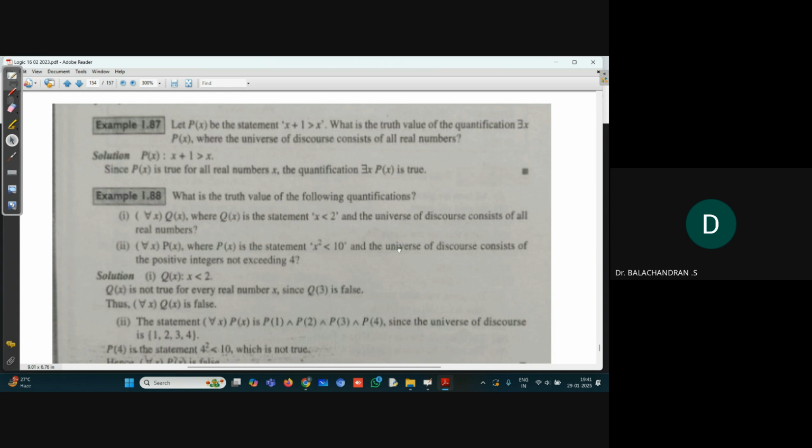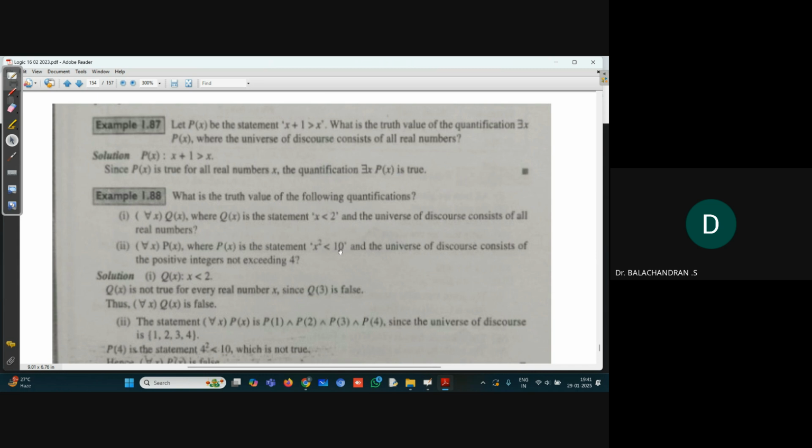Second subdivision. For every X P of X, where P of X is the statement X square is less than 10, and the universe of discourse consists of all positive integers not exceeding 4. So positive integers means 1. If I substitute 1, it satisfies. 2 also satisfies.